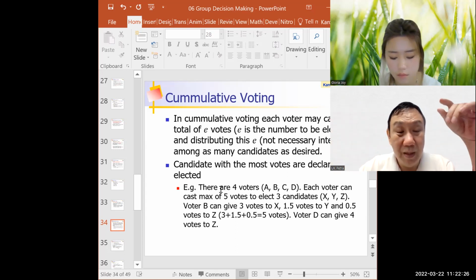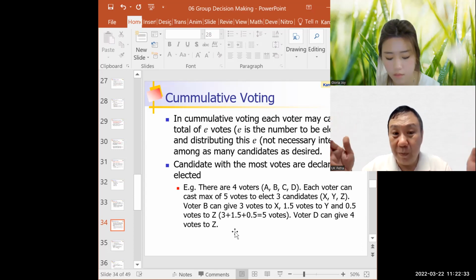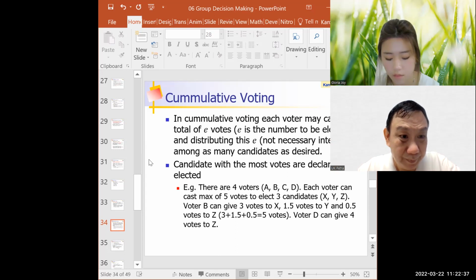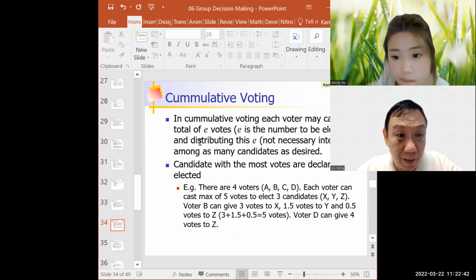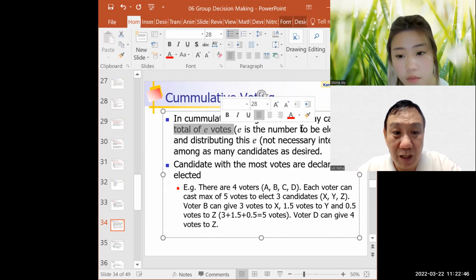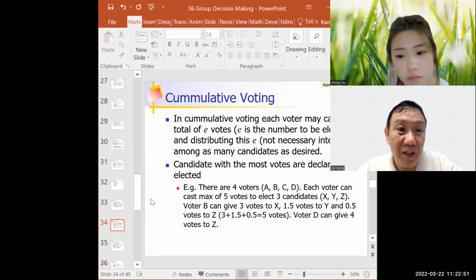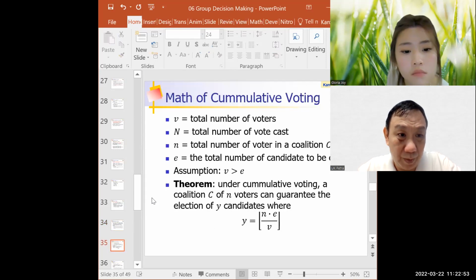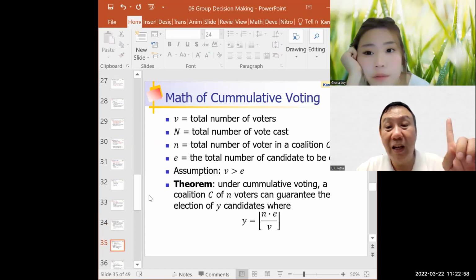So this is an example that you can cast votes up to the maximum number of votes that you want. Is this clear or not? Now, usually the maximum number of votes is the same as the total number of candidates. In this example it is not the same, but usually it will be the same. So now, if the total votes is the same as the total candidates, we can have a mathematics.